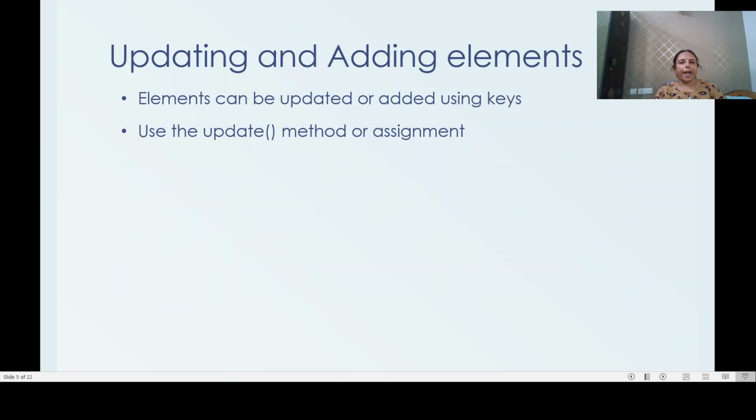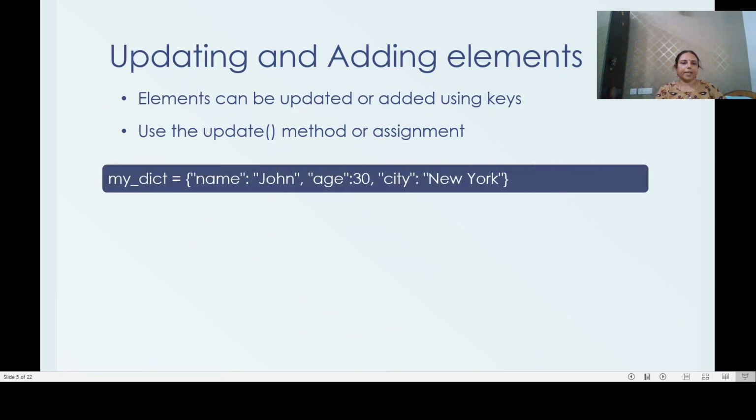How to update and add elements in your dictionary. Elements can be updated or added using the keys only. Or you can use the update method, or you can use the assignment operator. So let us see an example. You are given a dictionary with these three items.